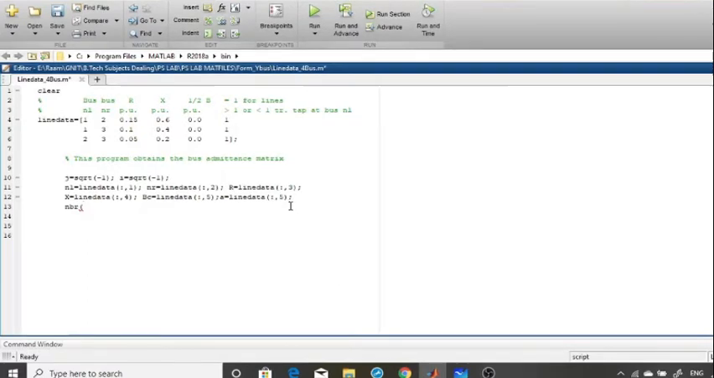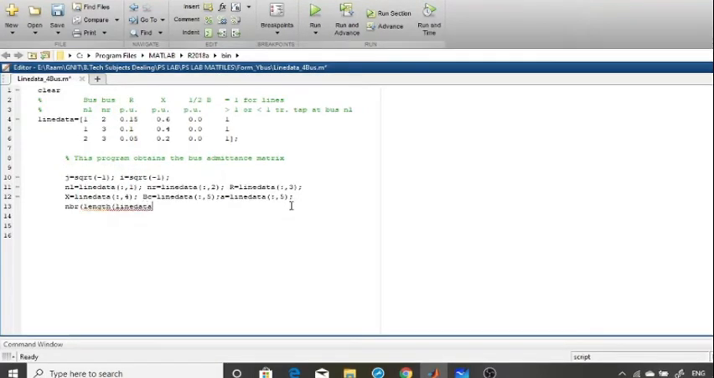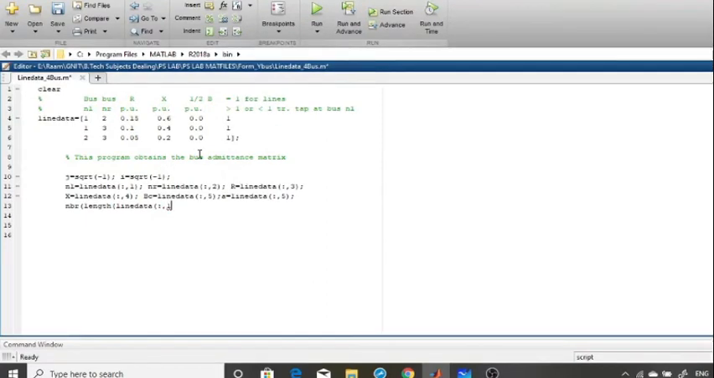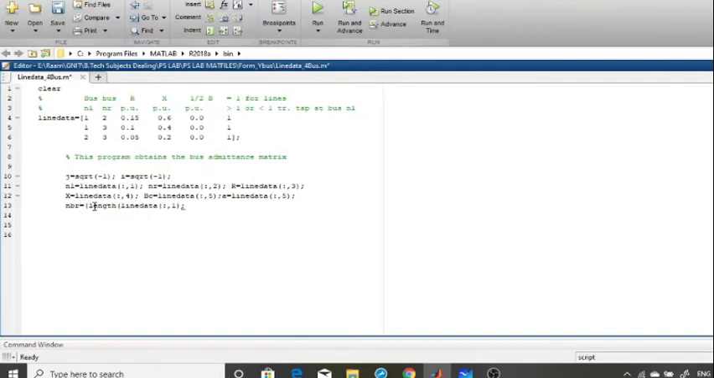Is length of line data. So what is the length of the line data? If you want, you can do it only for NL. That will be enough. Give a colon, comma, and then a semicolon. So this NBR indicates how many transmission lines are available.